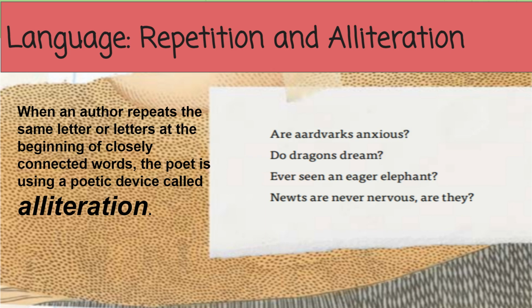So are aardvarks anxious? That is an example of alliteration because they all have the beginning A sound. Do dragons dream? Again, the alliteration of the D sound. We even hear it within the last 2 lines of the poem as well, even though there's some filler words. Ever seen an eager elephant? You hear that E repeated. Newts are never nervous, are they? You hear that concentration of the N.